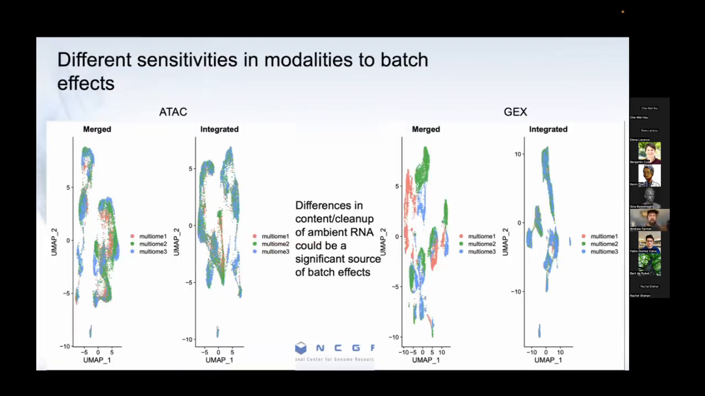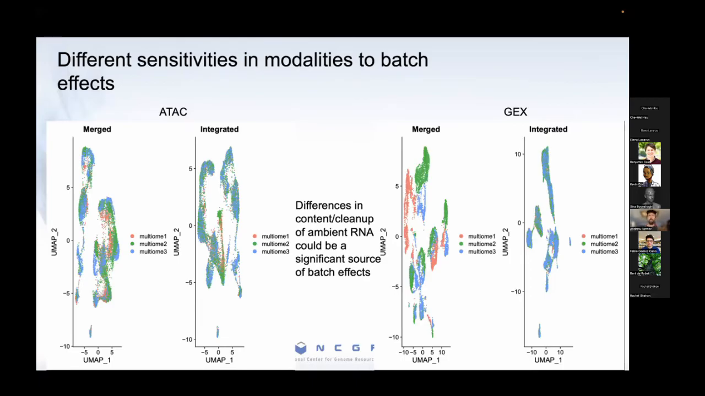Another thing that's interesting to look at, when you're thinking about them as separate modalities, even in a paired context, is how the different modalities behave on their own. You can just put them together without doing any special batch effect correction and see how they map together into the UMAP space. These are the merged versions, and the integrated version is applying batch correction.